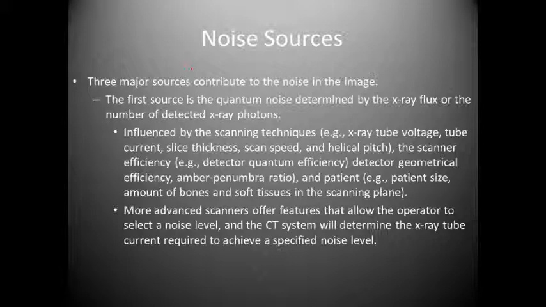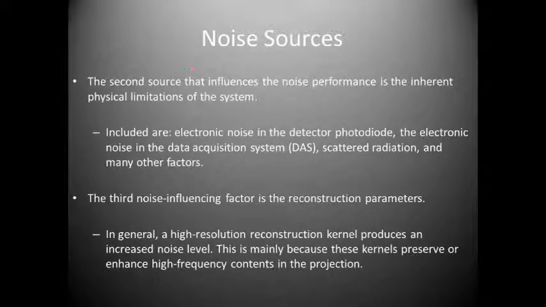More advanced scanners offer features that allow the operator to select a noise level, and the CT system will determine the X-ray tube current required to achieve the specified noise level. The second source that influences the noise performance is the inherent physical limitations of the system. Included in this are the electronic noise in the detector photodiode, electronic noise in the data acquisition system, scattered radiation, and many other factors.